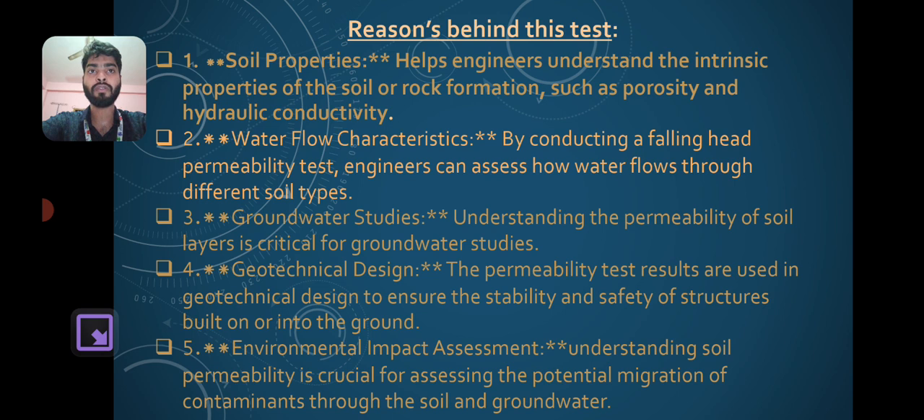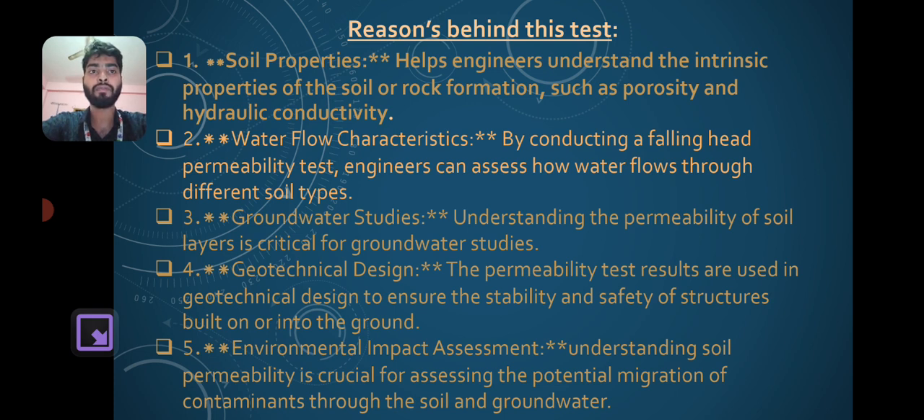First point is soil properties. It helps engineers understand the intrinsic properties of the soil or rock formation, such as porosity and hydraulic conductivity. Water flow characteristics: by conducting a falling head permeability test, engineers can assess how water flows through different soil types. Groundwater studies: understanding the permeability of soil layers is critical for groundwater studies.